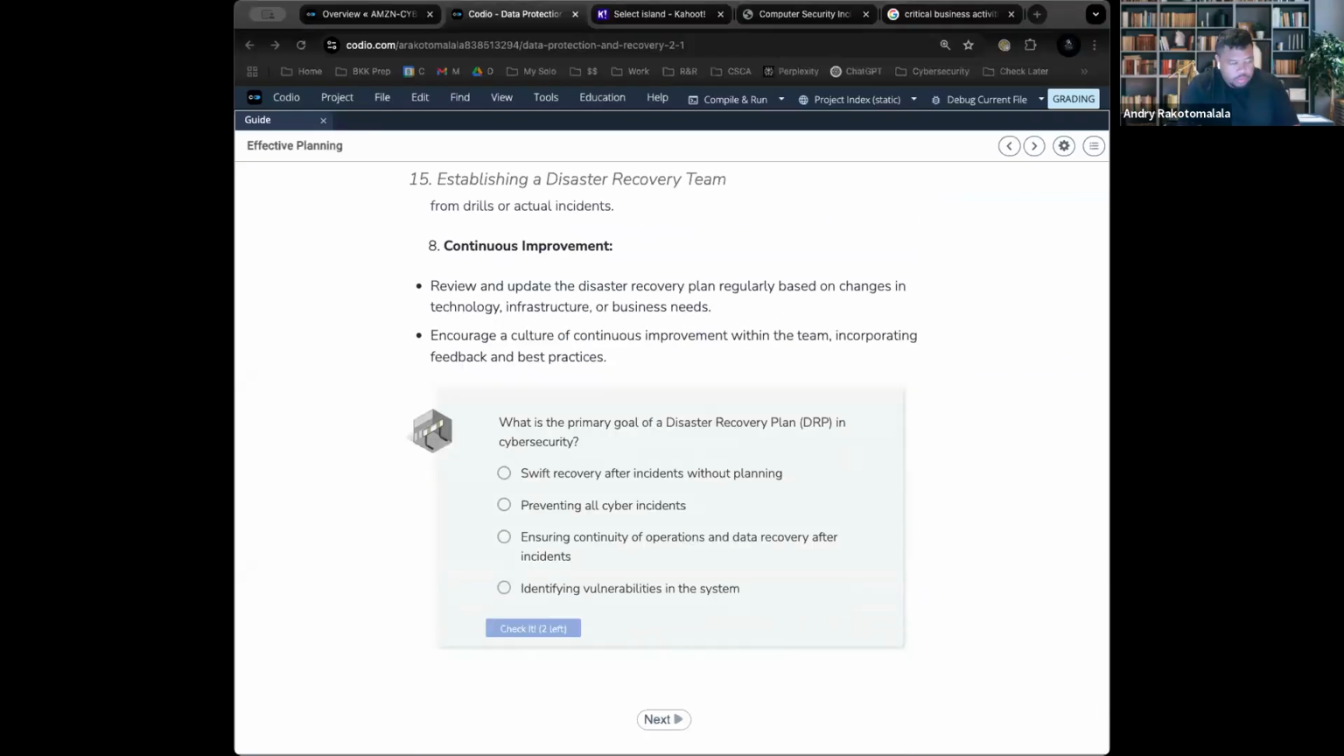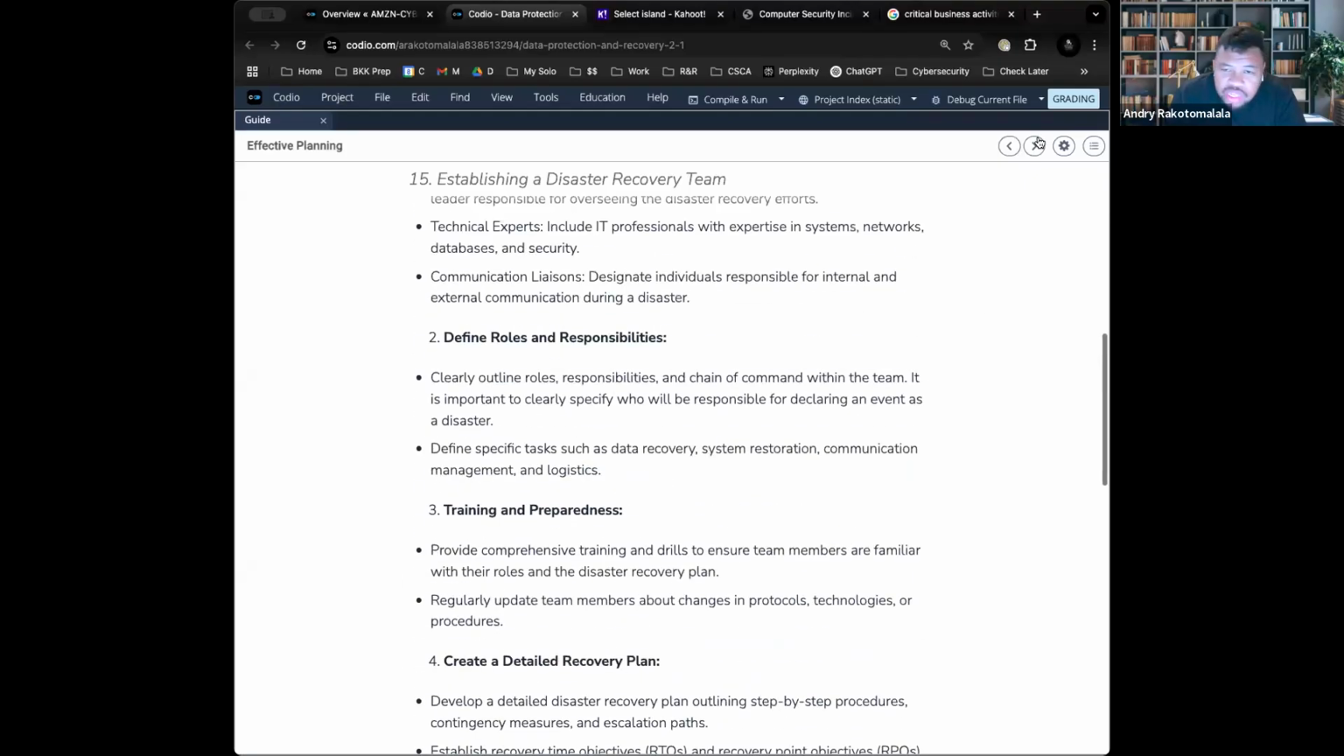All right, quiz thread. What is the primary role of a disaster recovery plan in cybersecurity? A, B, C, or D? And everyone in the thread answers, they say C. Well done, everyone. It is to ensure the continuity of operations and disaster recovery after an incident. Great job, everyone. Thank you for responding on the thread.